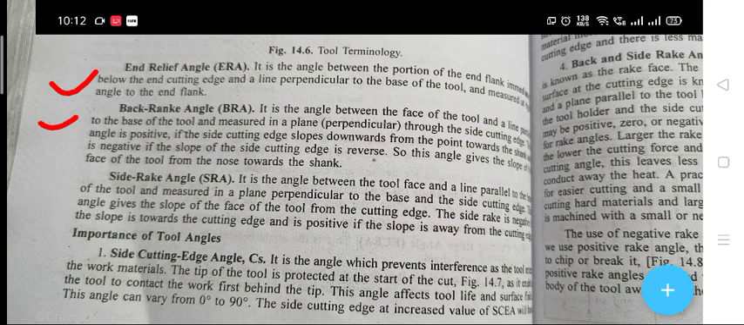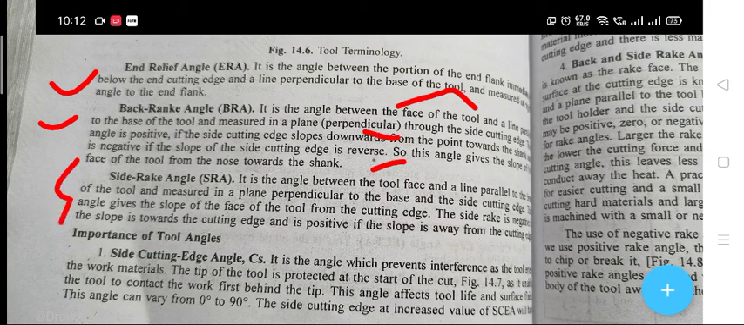BRA stands for back rake angle. It is the angle between the face of the tool and the line parallel to the base of the tool, measured in a plane that is perpendicular to the side cutting edge. This angle is positive if the side cutting edge is sloped downwards from the point toward the shank, and negative if the slope of the side cutting edge is reversed. So the angle gives the slope of the face of the tool from the nose towards the shank.